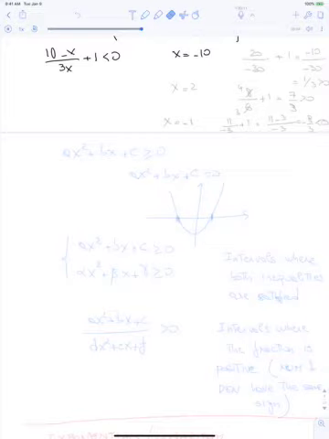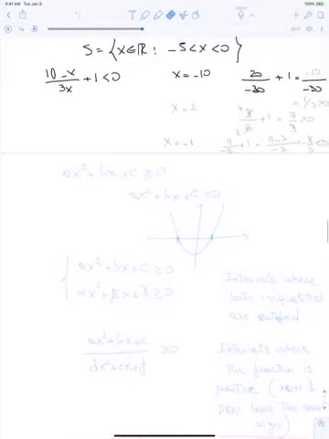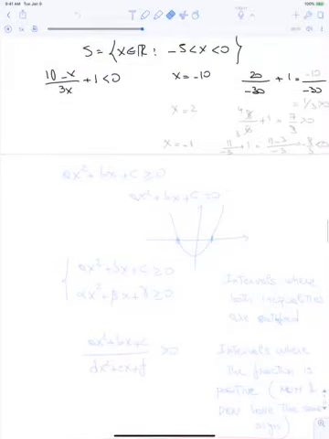This is 10 minus 10, which means 20, divided by minus 30 plus 1, which is minus 30. 20 minus 30 is minus 10, which is equal to 1/3. They're both negative. It doesn't verify the equation.